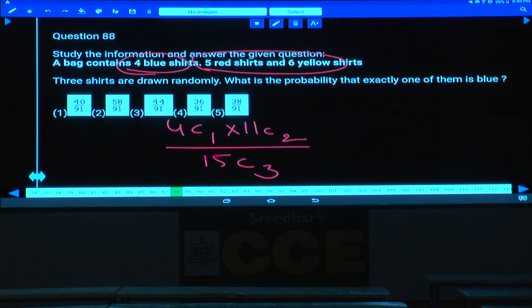See, in 4C1 and 11C2, will you get an 11 multiple? In 11C2, you will get an 11 multiple, or not? In the denominator, 15C3 means 15 into 14 into 13, divided by something. Do you have an 11 multiple in 15, 14, 13? No. Then your numerator must be the 11 multiple. You don't have to calculate it, the answer is 44 by 91 because of the 11 multiple. Am I right?